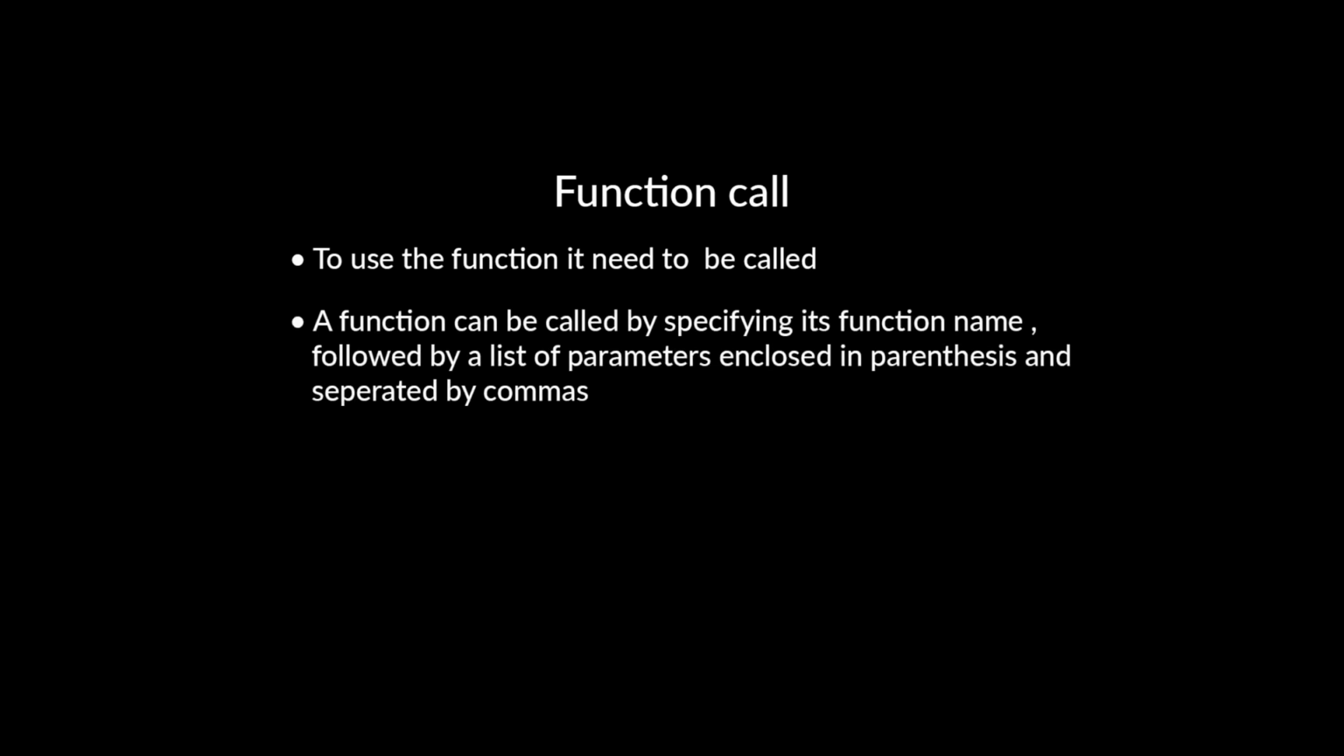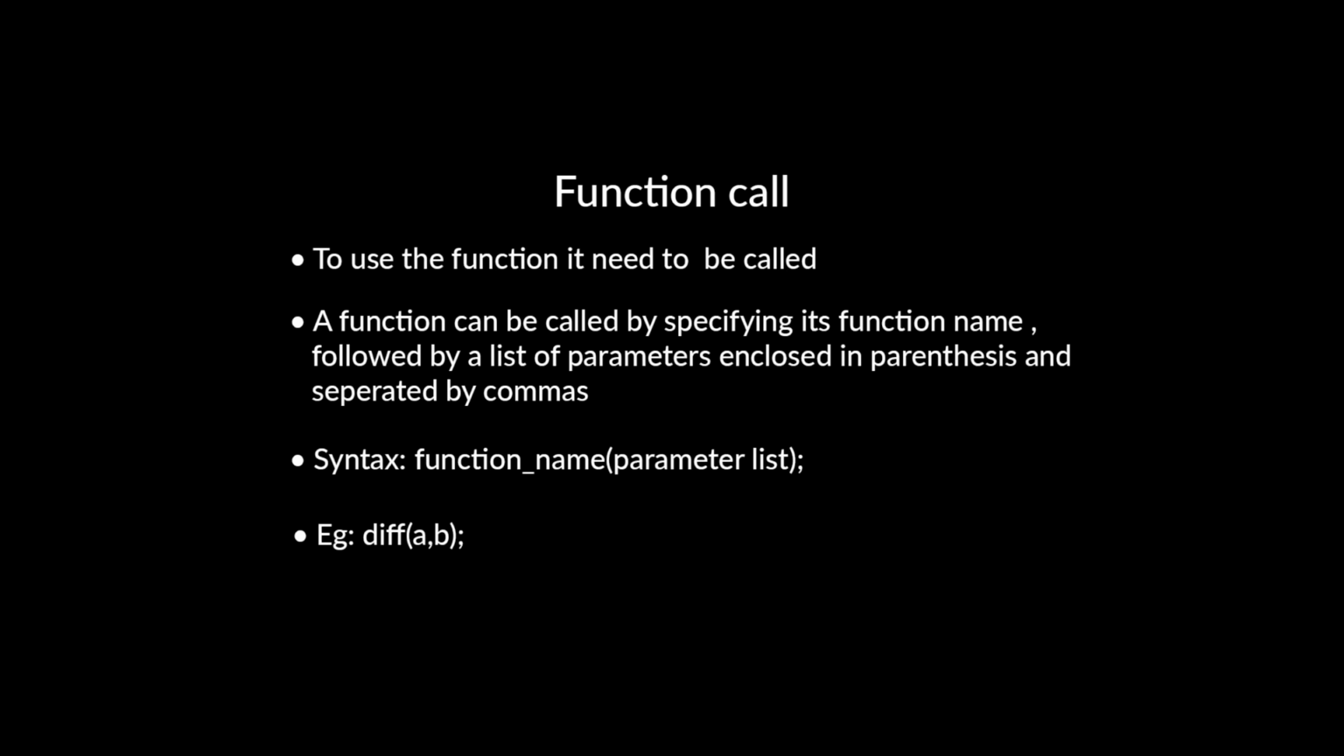So only defining a function is not enough to perform the task. In order to use the function, it needs to be called. So that's why function call is necessary. A function can be called by specifying its function name followed by a list of parameters enclosed in parentheses and separated by commas, as I showed in the earlier section. So you have to write the name of the function followed by parentheses. In this way you can call the function. The syntax is function name, and in the brackets the parameter list. For example, diff(a, b), followed by the semicolon.